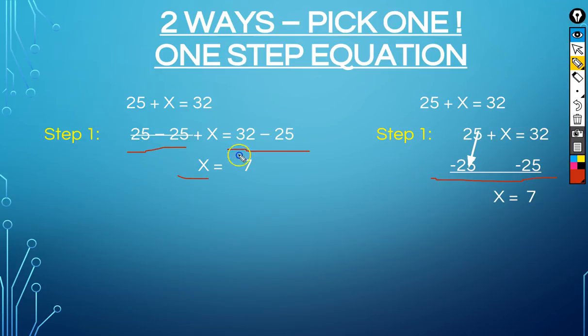32 minus 25 is 7. So now that we have x by itself, whatever's on the other side of the equation is our answer. So this would be your answer if this was on a test or something like that. You would circle x equals 7. And they got the same answer over here, just working it in a different way visually.